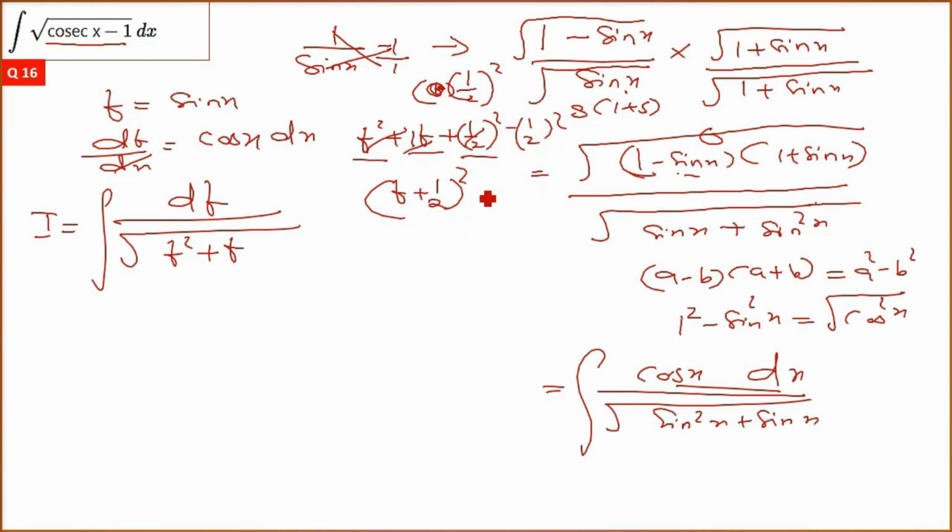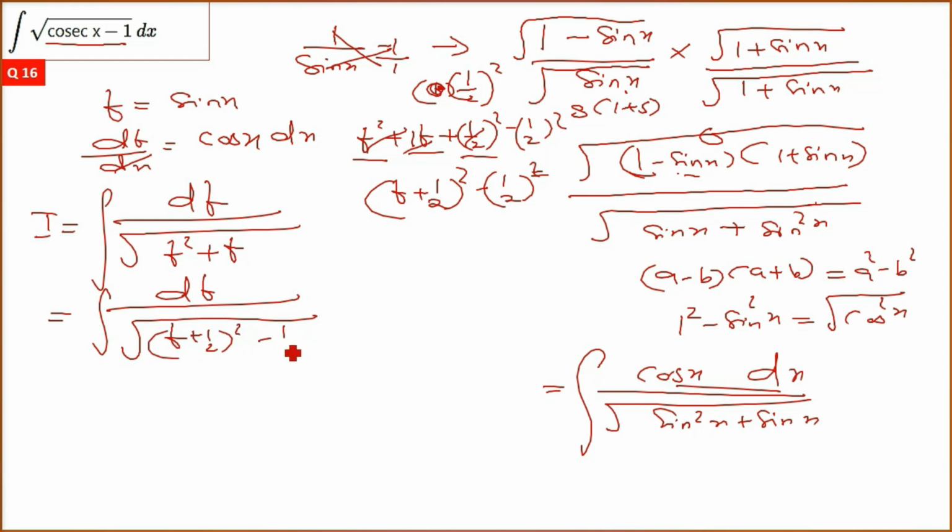These three have been taken out. 1 by 2 whole square will remain like this. So this can be written as integration of dt by under root t plus half whole square minus half whole square. And you know that x square minus a square under root formula, we have been using it for a while now. Log t plus half under root. Under root, same thing is going to come. Sine square x plus sine x will eventually come.